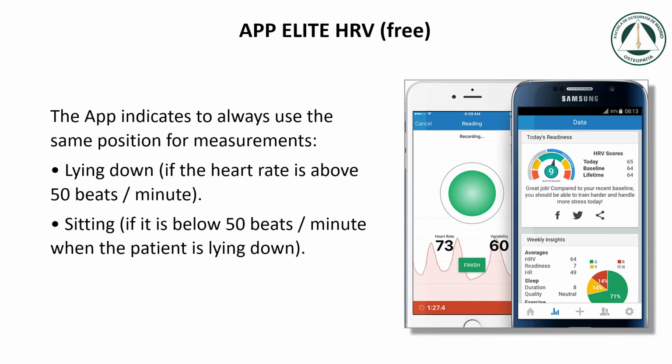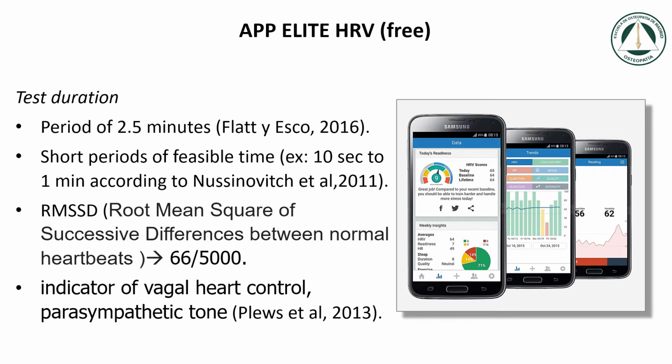Lying down, if the heart rate is above 50 beats per minute. Sitting, if it is below 50 beats per minute. Test duration: the app collects a period of 2.5 minutes. In practice, the most common measurement index is the RMSSD, and it can be recorded in short periods of time, for example, 10 seconds to 1 minute. A feasible measurement time.